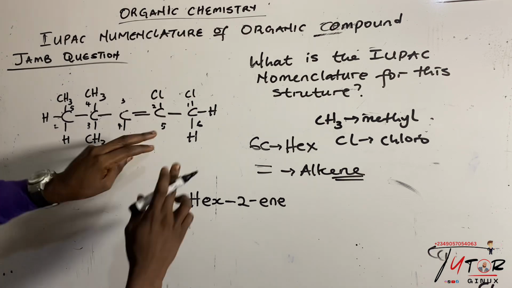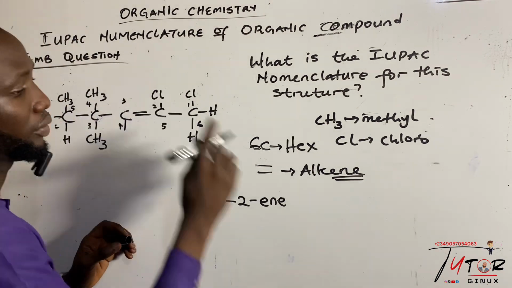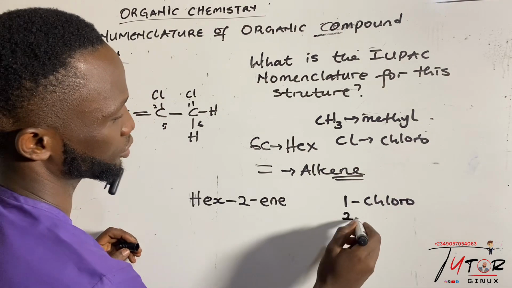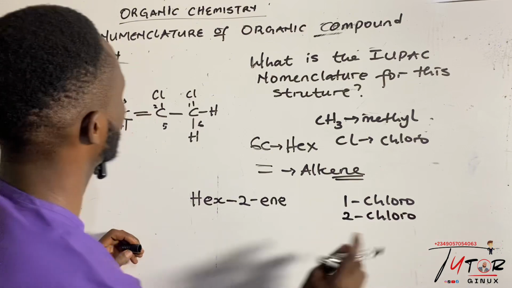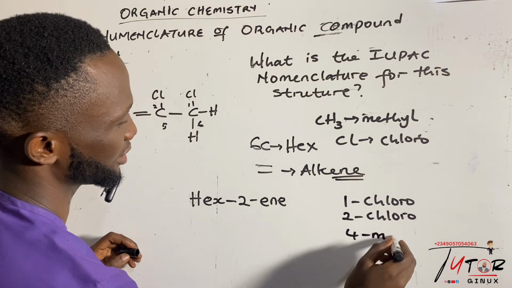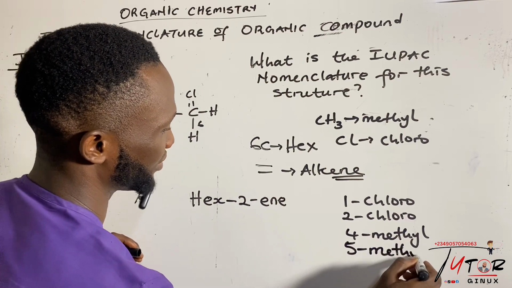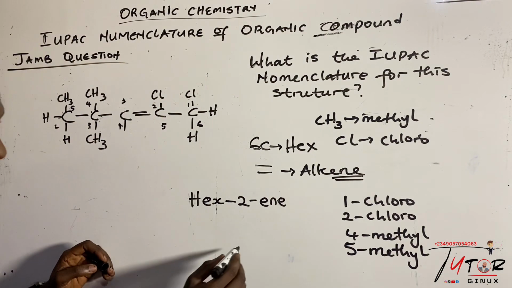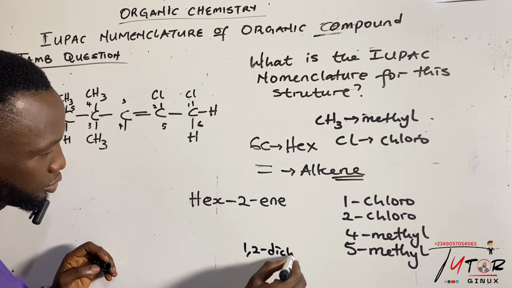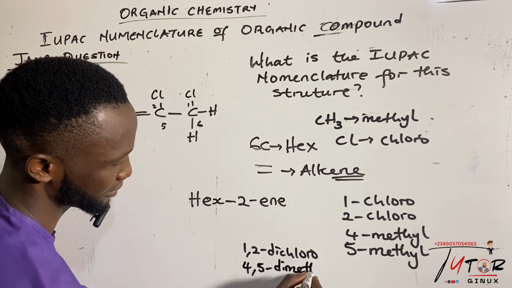The numbering system we used is starting from here. This is carbon 1, carbon 2. The first chlorine is on carbon 1, that is 1 chloro. The second chlorine is on carbon 2, that is 2 chloro. The first methyl is on carbon 4, that is 4 methyl. And the next one is on carbon 5, 5 methyl. So to join it together, that will be 1, 2 dichloro and also 4, 5 dimethyl.